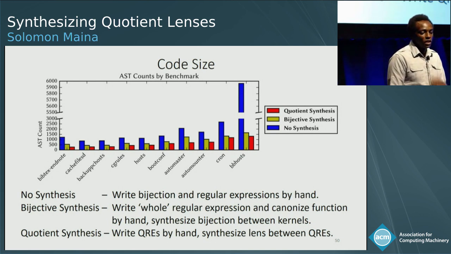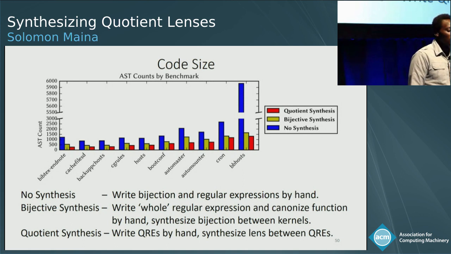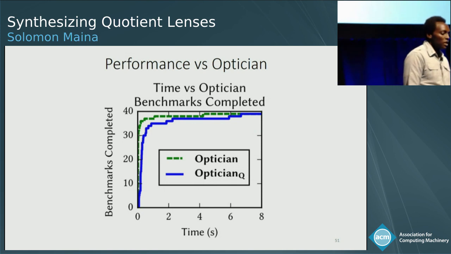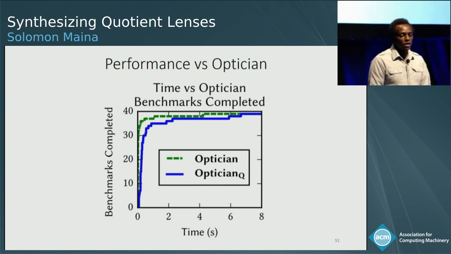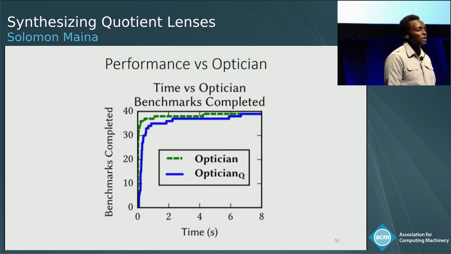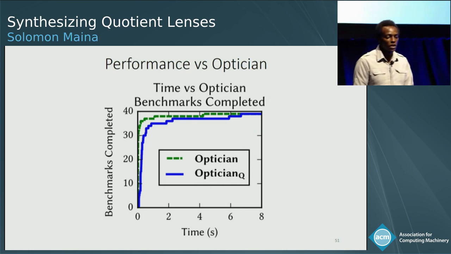So lens synthesis leads to less code. And then finally, we were interested in performance. So how does quotient optician perform relative to normal optician? On this graph, on the x-axis, we have amount of time. On the y-axis, number of benchmarks completed, and higher is better. So we want more benchmarks completed in a small amount of time.